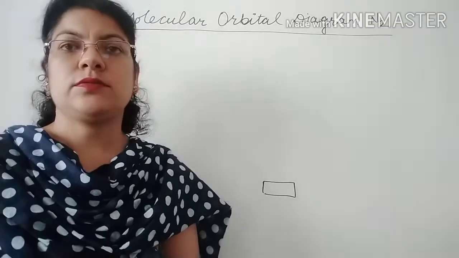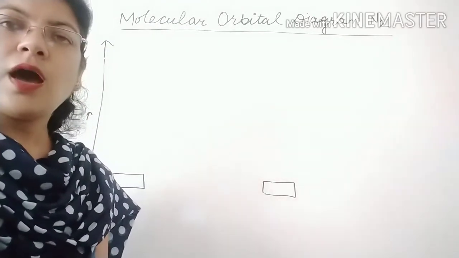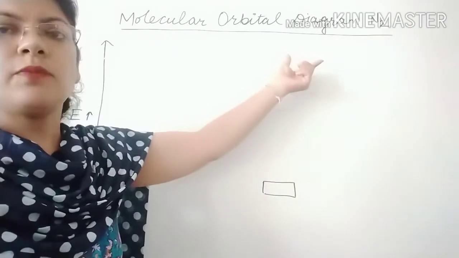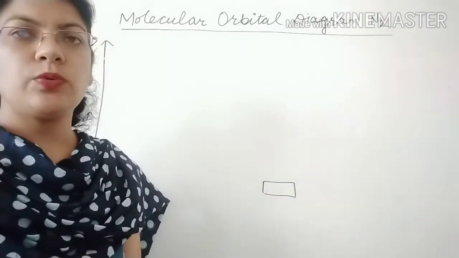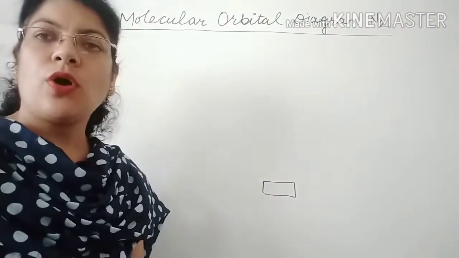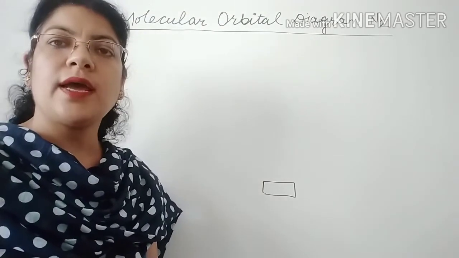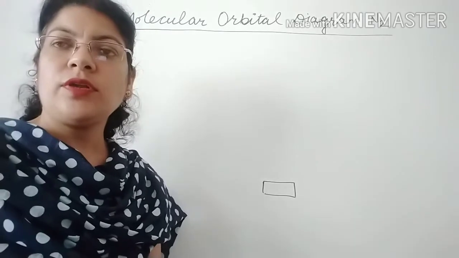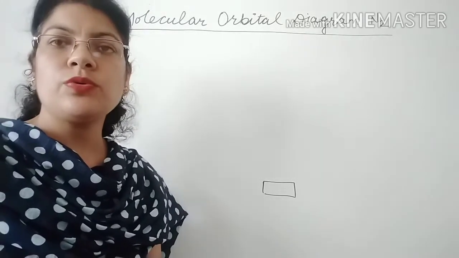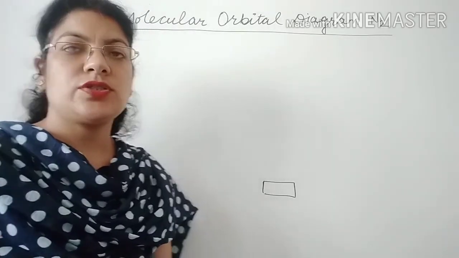Greetings to all. Today in this video we will learn how to make the molecular orbital diagram for the nitrogen molecule. As the nitrogen molecule is formed by the combination of two nitrogen atoms, I write here the electronic configuration for the nitrogen atom. In this we use only the valence shell electronic configuration.